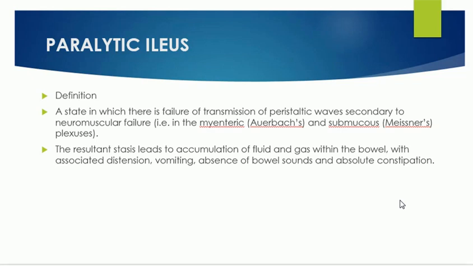What's meant by that? There are two neuron plexus in the wall of the gut. One is the myenteric plexus, also called Auerbach plexus, which is present in the muscular layer. And the second plexus is the submucosal plexus, which is also called Meissner plexus. So this is the paralysis of these nerve plexus in the wall of the gut, which leads to temporary paralysis of the gut, no transmission of peristalsis.